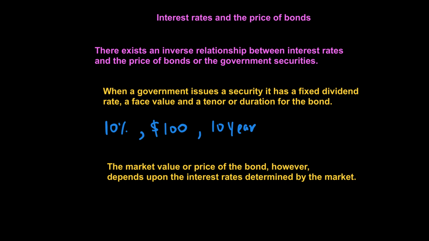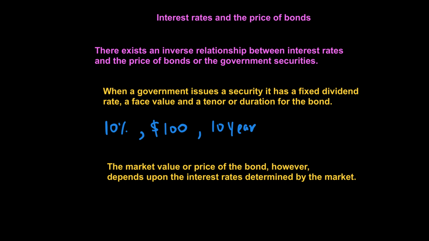So we say that interest rates determine the price of bonds in that secondary market, because the primary market might have a price of $100 where the government sold this bond to any individual, but there's a secondary market where this bond is sold, which is actually dependent on interest rates. So let's talk about that.